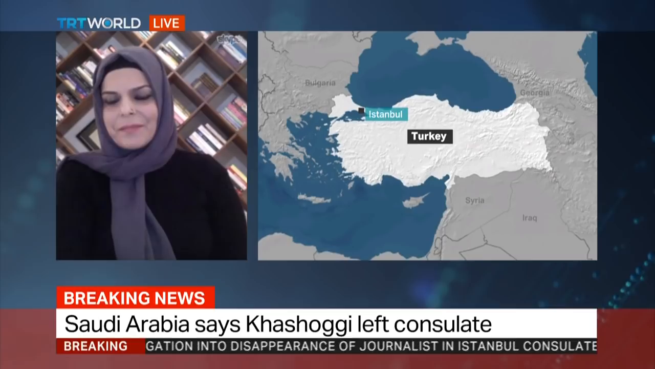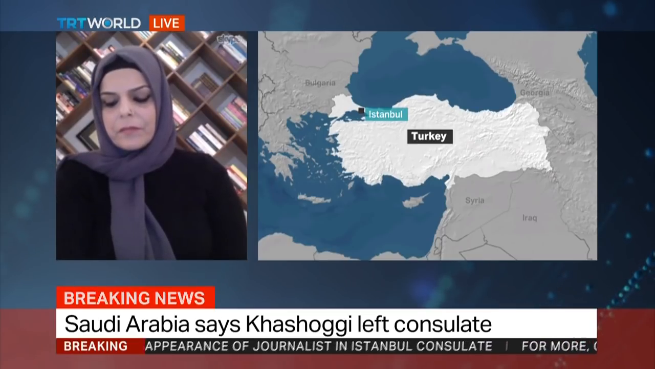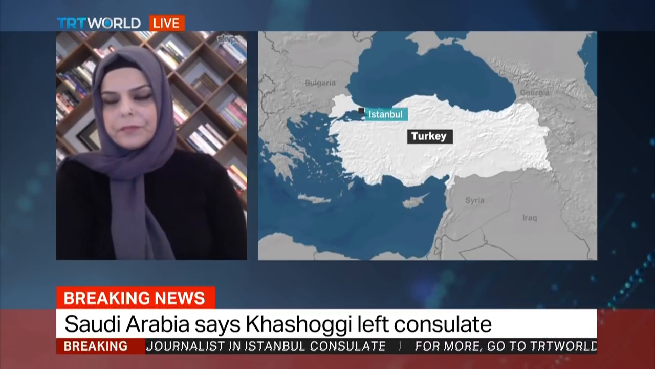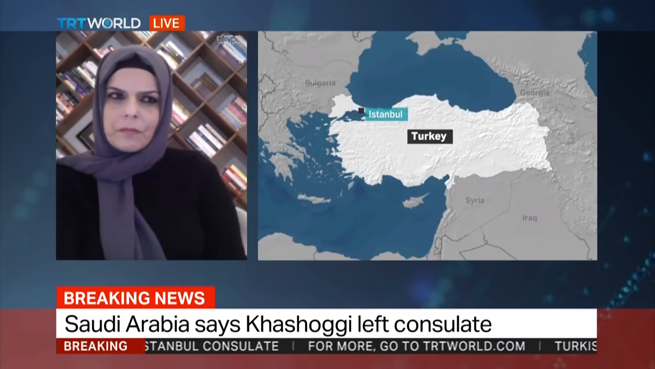So explain to us, what does forensic analysis of an alleged crime scene like this typically involve? What will they be looking for? What will they be doing?